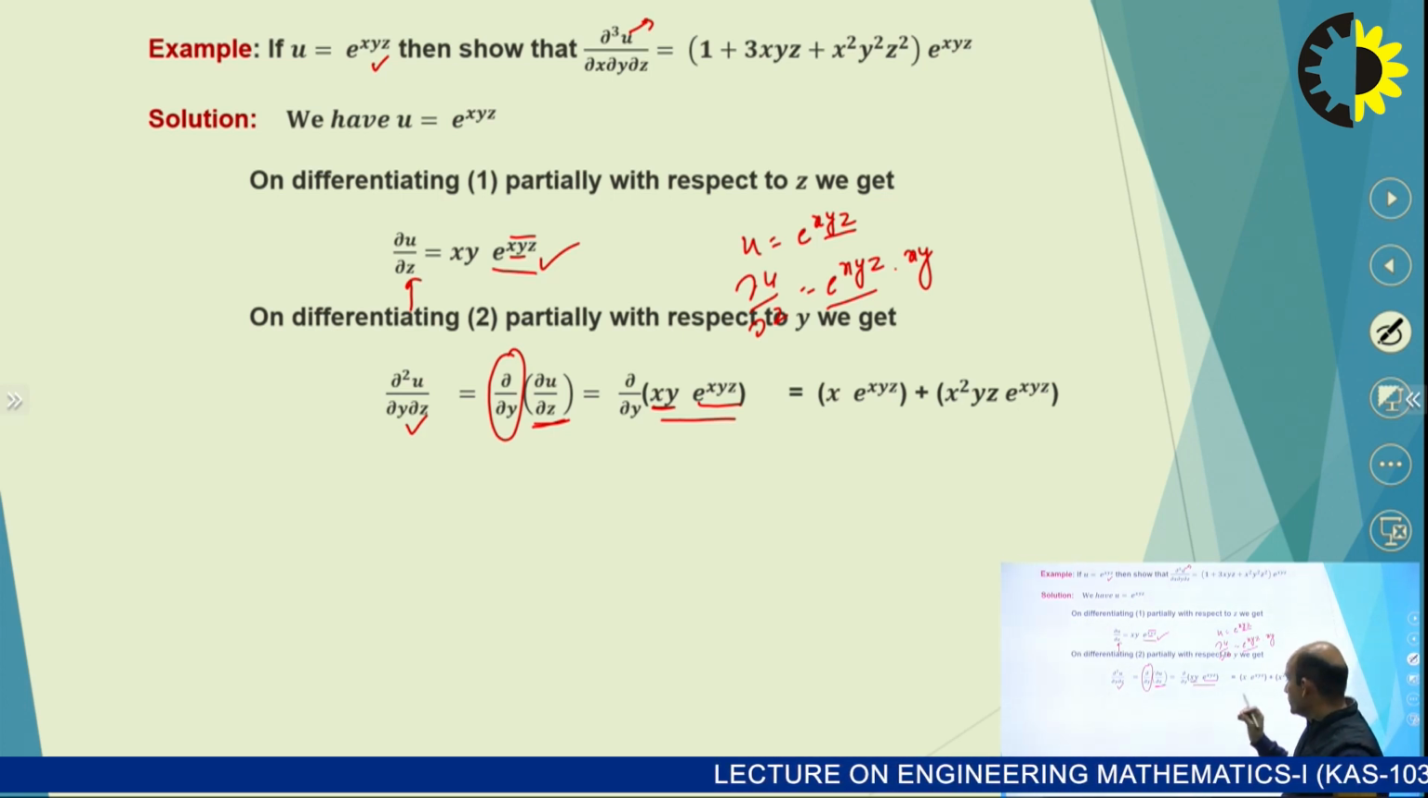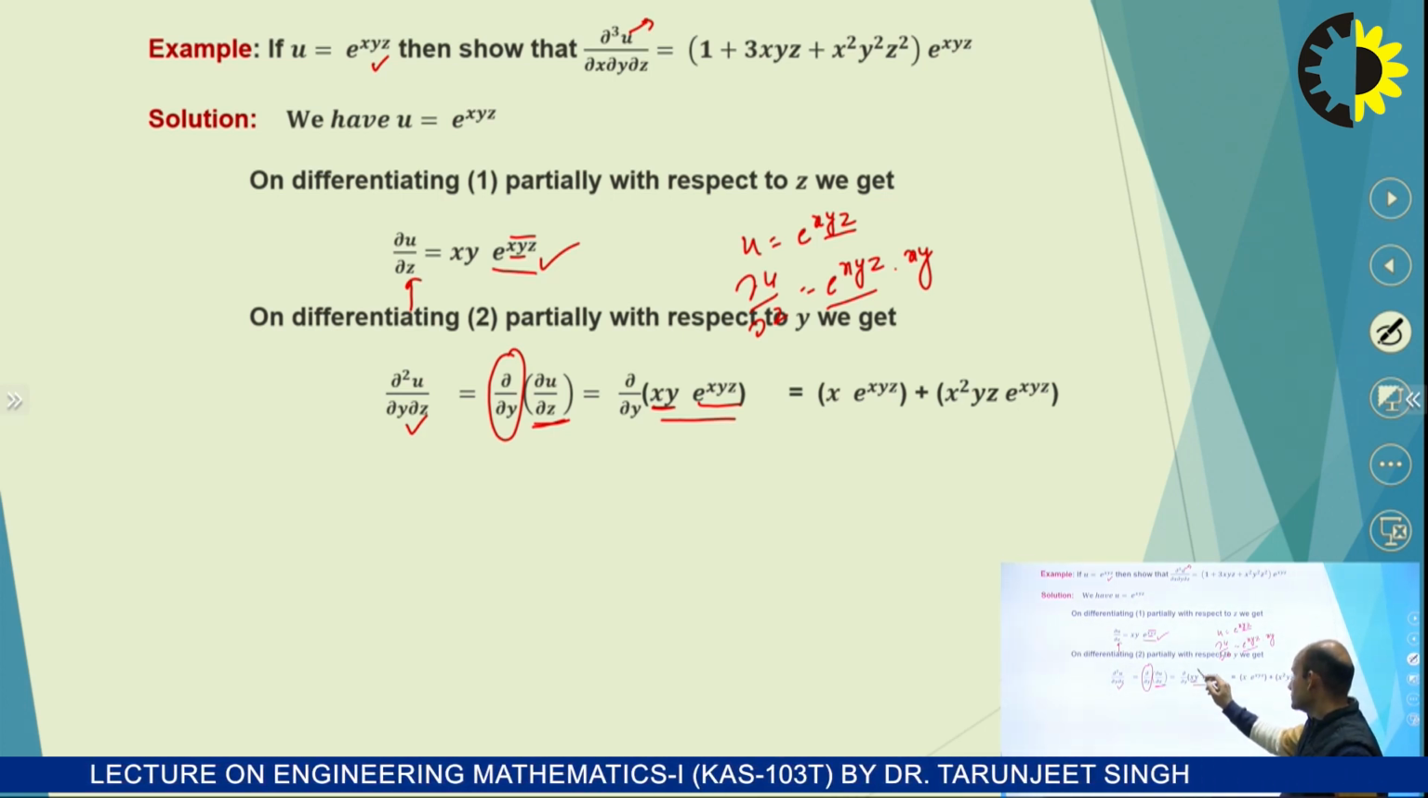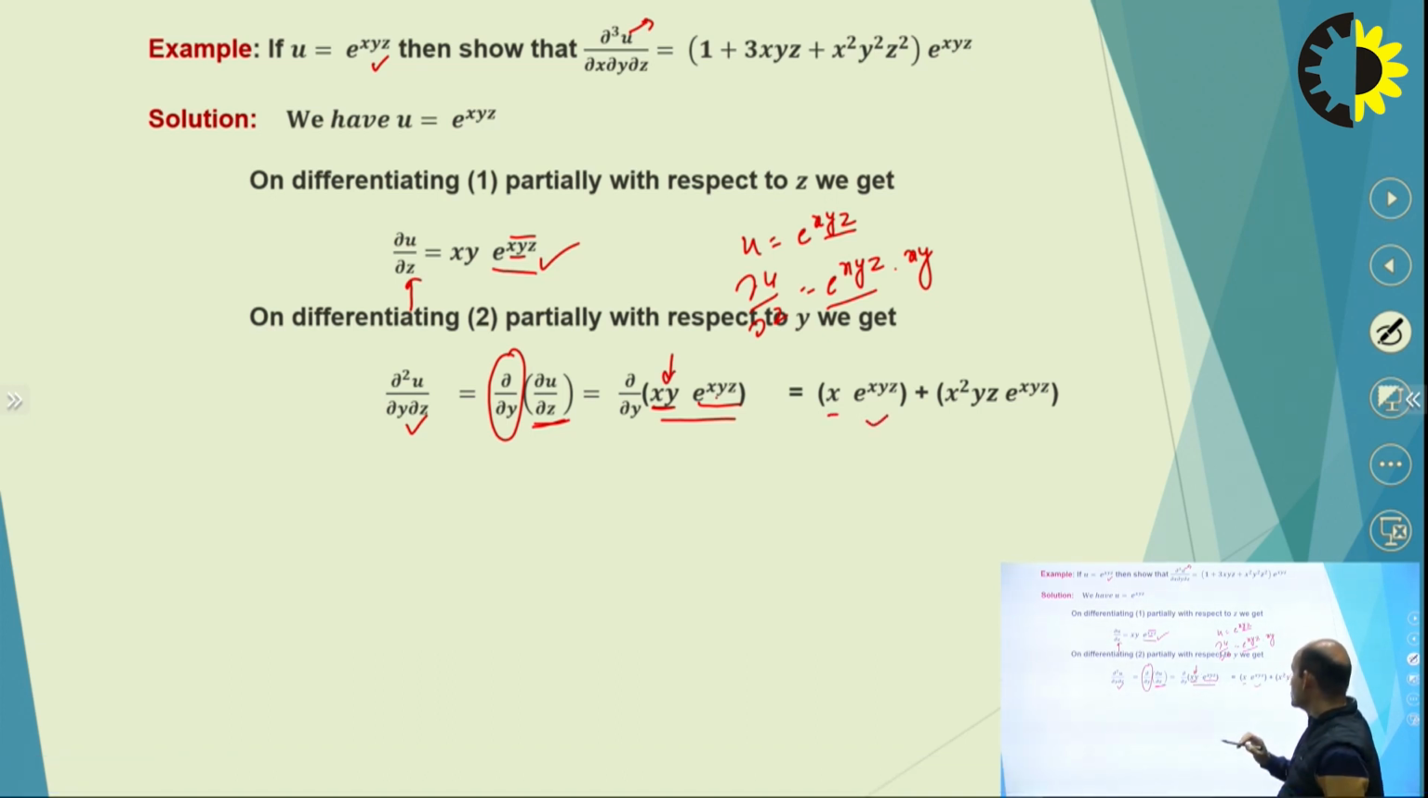So we can differentiate this one by parts. If we differentiate this function with respect to y, we get x, and the second function will be as it is. And if we differentiate the second function, the first will be as it is, so x, y will be as it is. And if we differentiate e raised to x y z with respect to y, we get xz, or we get x square yz. So we get the function which is x square yz plus x into e raised to x y z.